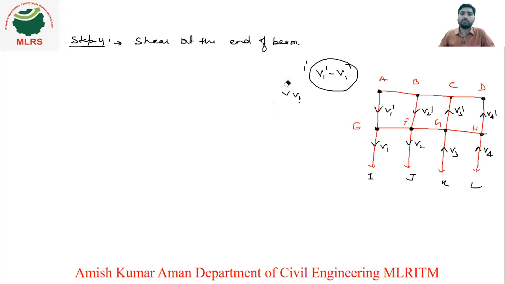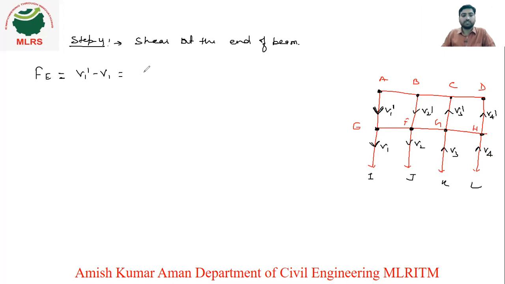So let's calculate one by one. First, taking this E joint, let's name it FE. We are calculating shear force at E joint, right? So what will happen at E? V1 dash is going towards the joint and V1 is going away from the joint. So V1 dash minus V1. We have already calculated V1 dash as 13.03 and V1 as 58.62. You can see here we will get minus 45.59 kilonewton.